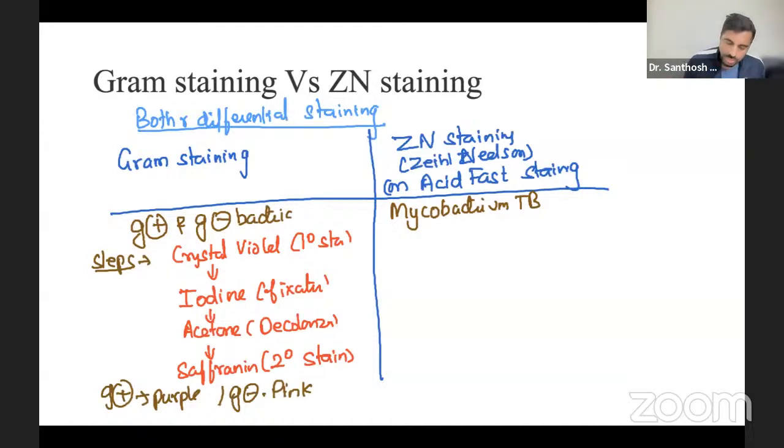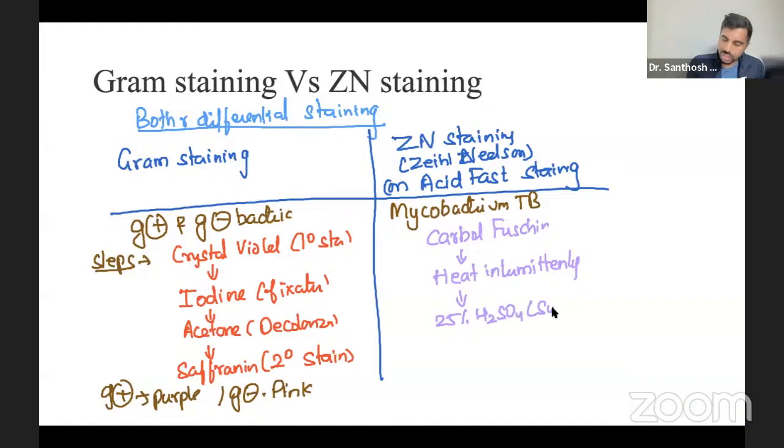So what happens in Mycobacterium tuberculosis staining? What are the stains we are using? First of all, carbol fuchsin. Then we are doing intermittent heating. Then you're using 25% H2SO4, sulfuric acid. And at the end, we are going to use methylene blue.